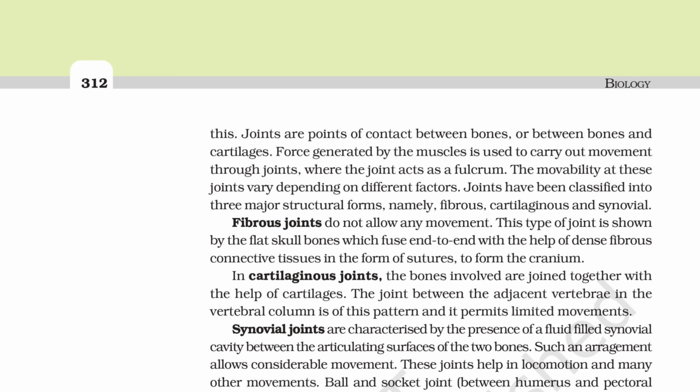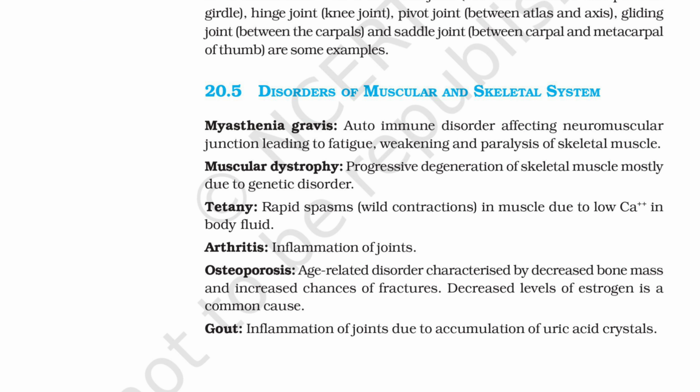Synovial joints are characterized by the presence of a fluid-filled synovial cavity between the articulating surfaces of the two bones. Such an arrangement allows considerable movement. These joints help in locomotion and many other movements. Ball and socket joint, between humerus and pectoral girdle, hinge joint, knee joint, pivot joint, between atlas and axis. Gliding joint, between the carpals, and saddle joint, between carpal and metacarpal of thumb, are some examples.